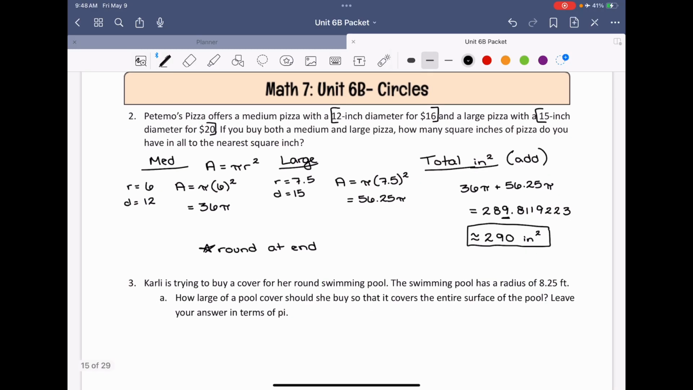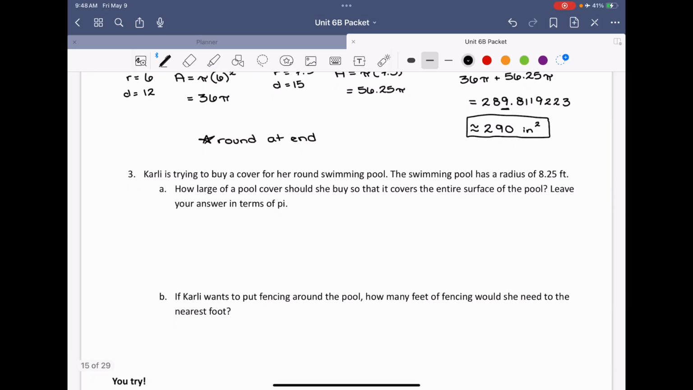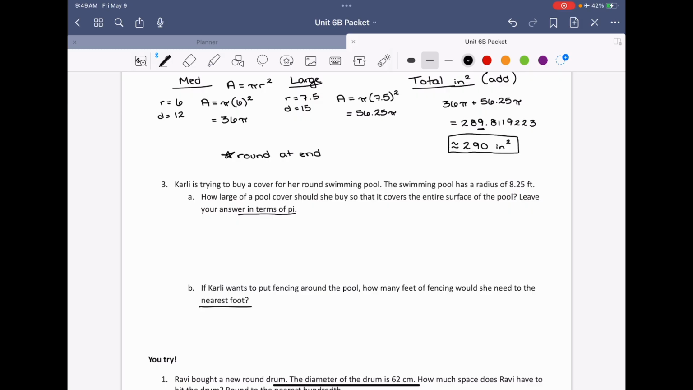All right, number 3. It says Carly is trying to buy a cover for her round swimming pool. The swimming pool has a radius of 8.25 feet. Part A says how large of a pool cover should she buy so that it covers the entire surface of the pool? Leave your answer in terms of pi. And part B says if Carly wants to put fencing around the pool, how many feet of fencing would she need to the nearest foot? All right, I'm going to let you go ahead and try this one on your own, so please pause the video and give it your best try. When you're all set, unpause and check.